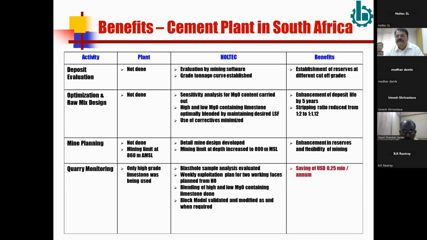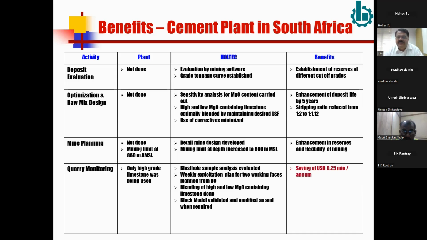Another case is of a cement plant in South Africa. Deposit evaluation was carried out, optimization was carried out, and high and low MgO limestone was optimally blended, maintaining the desired LSF. Use of correctives has been minimized. The life of the deposit has been enhanced by 5 years, and the stripping ratio has been reduced from 1:2 to 1:1.12. They had estimated the mining limit up to 860 meters, but by suggesting some more exploration, the mining limit has been increased up to 800 meters. So there is an increase of reserves and flexibility of mining.